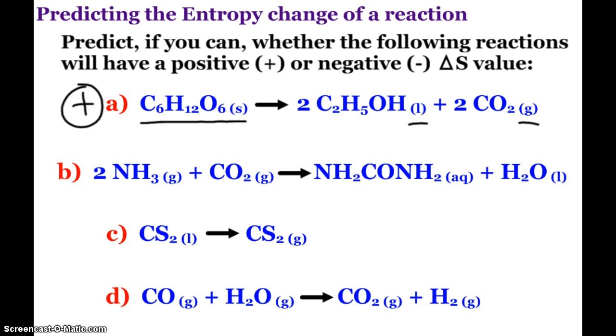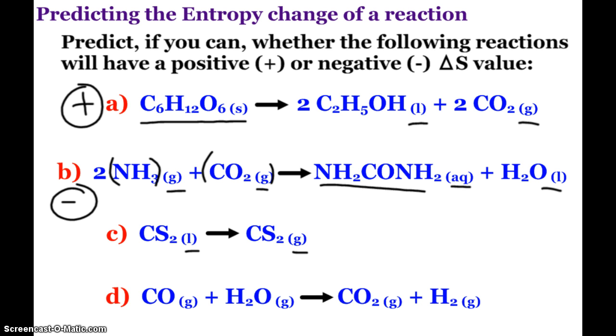Letter B, I've got the ammonia plus carbon dioxide making urea and water. Well, I'm going from gas things to a liquid solution. I'm also going from smaller molecules to a bigger one. So this would be a decrease in entropy.